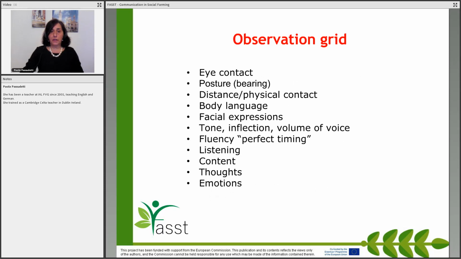If faced with the observation of a personal case, this is an observation grid we could use, and consider eye contact, posture, distance or proximity, physical contact, body language, facial expressions, tone, inflection, volume of voice, fluency, listening, content, thoughts, and emotions.